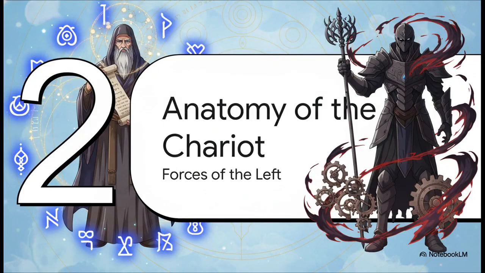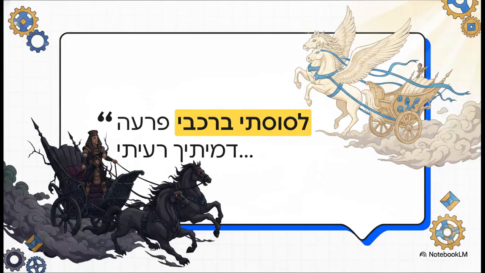Moving to Section 2, Anatomy of the Chariot, Forces of the Left. To help us understand the precise mechanics of what Pharaoh actually represents, the Zohar dissects the energetic makeup of the entities in this room. It introduces this fascinating concept of chariots, quoting the Song of Songs. It deliberately contrasts the chariots of the right, which represent holy mercy, with the chariots of the left. And Pharaoh's domain? Well, it's the ultimate manifestation of that left side.